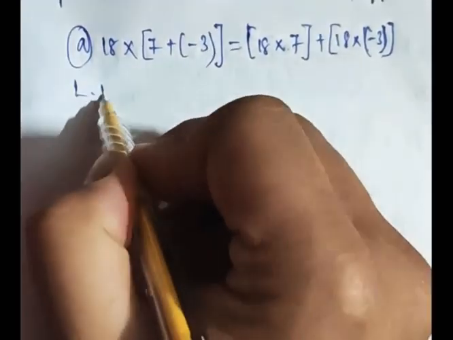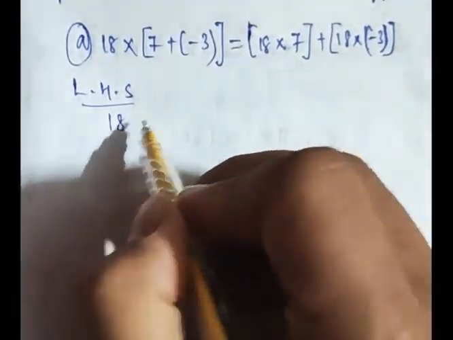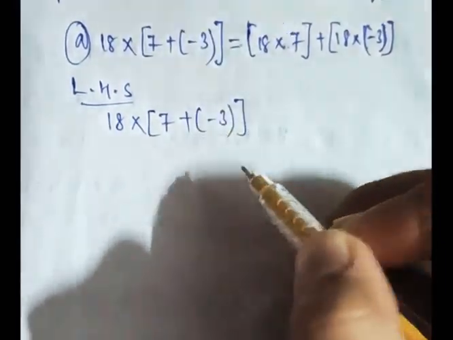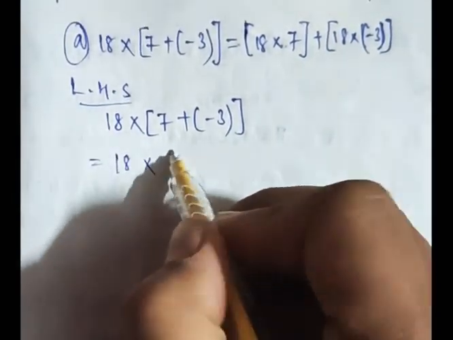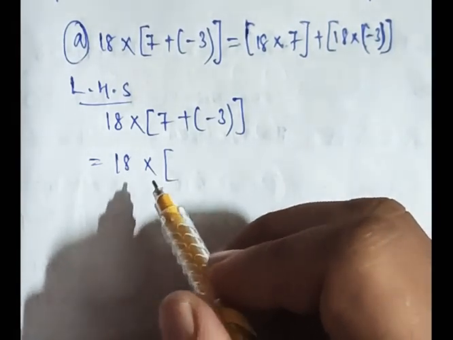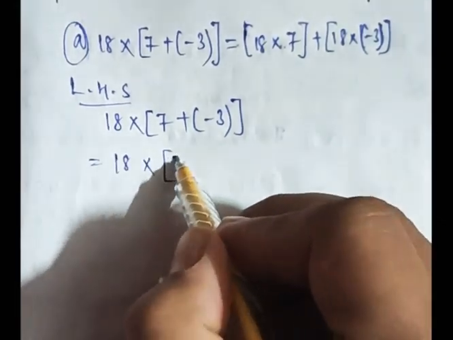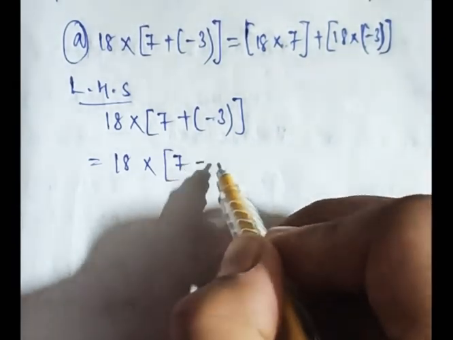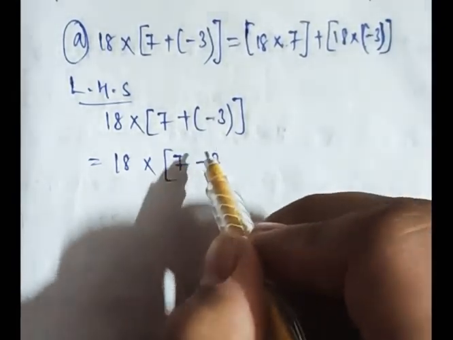First of all we will solve for LHS, that is left hand side. So what is left hand side? 18 into 7 plus minus 3. First of all we will solve this. As the BODMAS rule says, you have to solve the bracket first. B stands for bracket, so we will solve for that. 7 plus into minus is minus. You know the rule. Plus into minus is minus, so 7 minus 3.